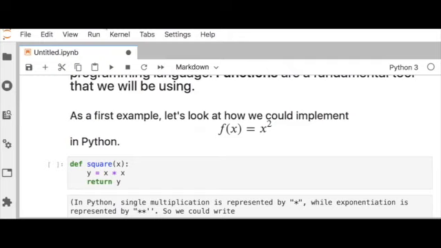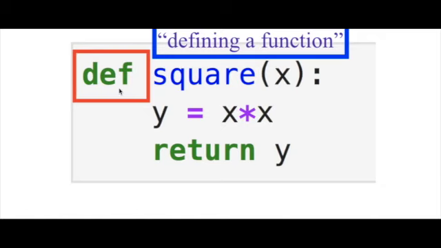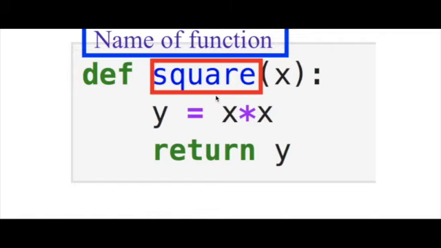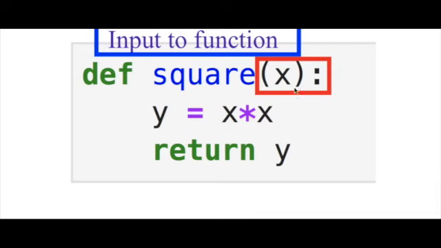Now there are some pieces to this. One is the def. Def is a keyword that tells Python, I am defining a function. Then there's the name of the function, which in this case is square. There's the input to the function, which is going to be x. And then there's a colon to tell it ending the line.